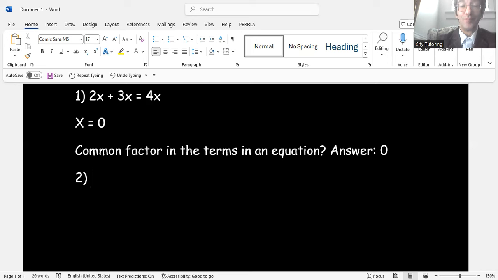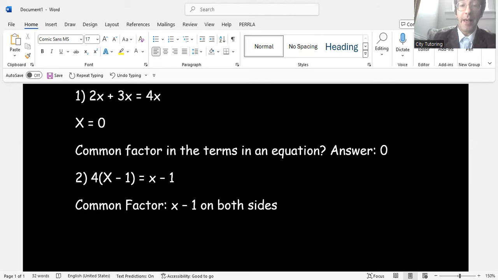Number two, what if we had one with parentheses? Let's say you had 4 parentheses x minus 1, and we're going to set that equal to x minus 1. And at this point, you might be saying, well, but there's no common factor here. Well, yes, there is actually. You have 4 parentheses x minus 1, and you have an x minus 1. So you have a common factor of x minus 1 on both sides. And in that case, x minus 1, the factor itself, is equal to 0. And if x minus 1 is equal to 0, then that means x is equal to 1.